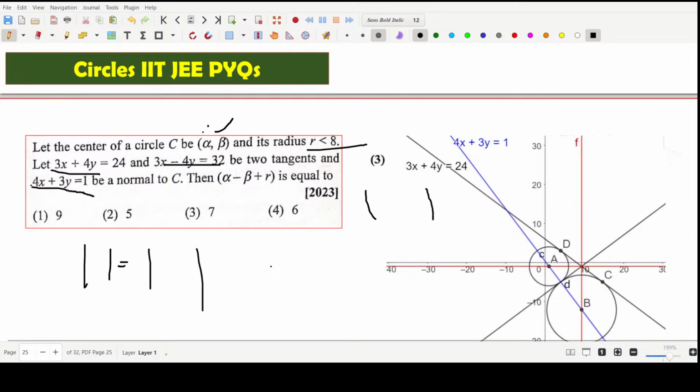One option is to find out the angular bisectors and solve the angular bisectors with this one, take the two intersecting points and figure out which one has radius less than 8. The other option is assume the center is anyway on this line. So assume the center of the form alpha and (1 minus 4 alpha) by 3, and the perpendicular distance to this line and this line should be equal. Then you will get the equation, and if you remove the modulus, you will get two alphas. You will pick the alpha which suits you. Okay? Clear now? Clear, sir. Okay. Just do this and tell me what is the answer.